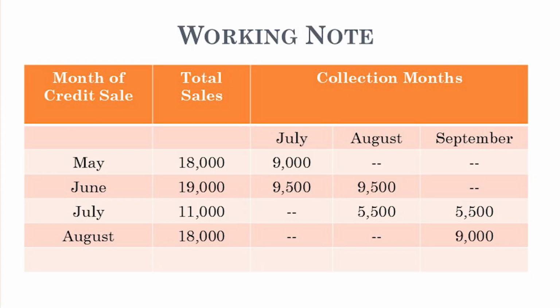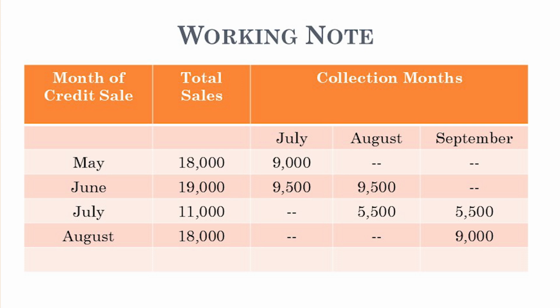So before looking at our cash budget, let us first prepare the working note of the amount that we have to collect from our debtors. As you can see, we have 3 columns. The first is the month of credit sale. I have taken May, June, July and August here. Then we have total sales, that is the total credit sales, and the collection months.